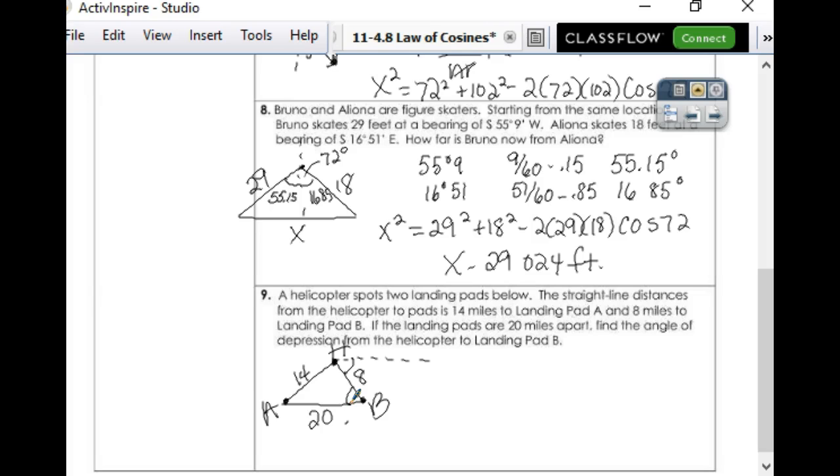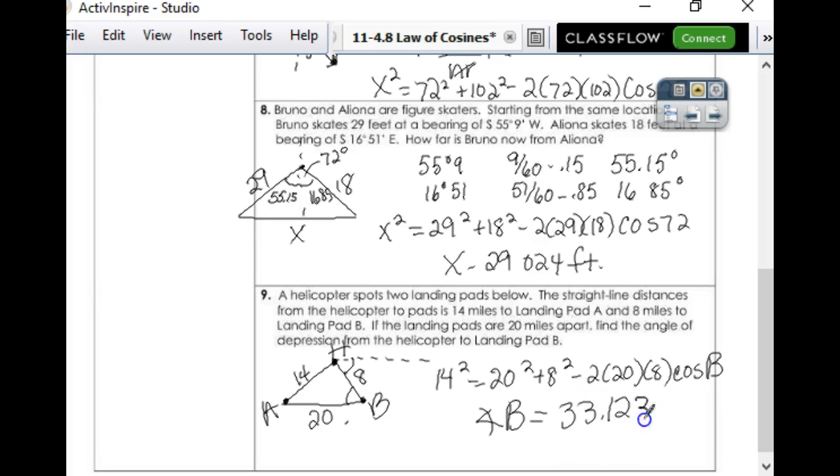So I'm going to have 14 squared equals 20 squared plus 8 squared minus 2 times 20 times 8 times the cosine of B. Can we solve for cosine of B? Yes, we can, because we are smart. What do you have to use to find B this time? So we're going to have 33 degrees. So everybody try that.